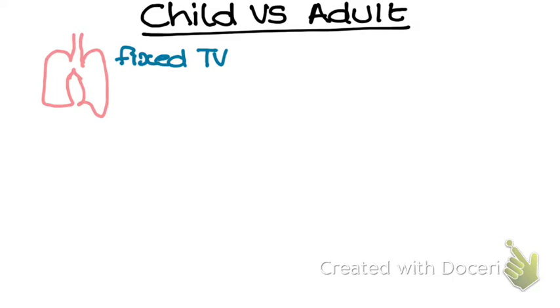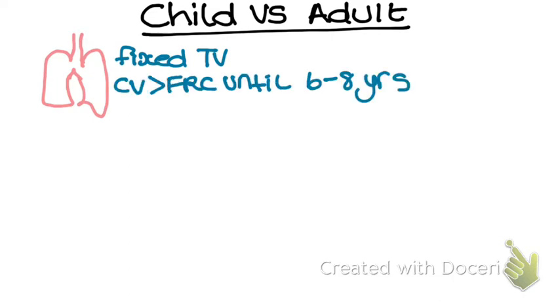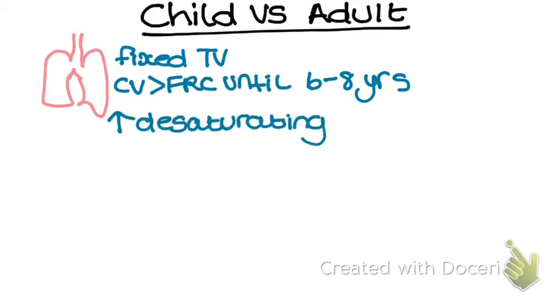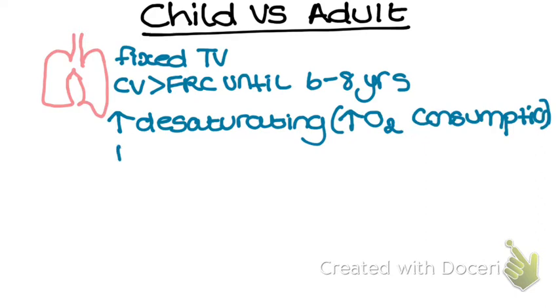The closing volume is also higher than FRC until the child is 6 to 8 years old, which will mean that there'll be airway closure at the end of expiration. Children have a higher risk of desaturating, and this is also due to increased oxygen consumption related to increased metabolic rate. Children also have a high risk of having apneic episodes.